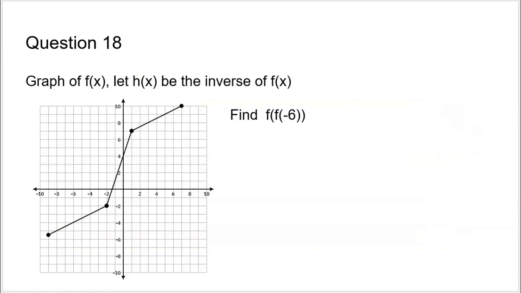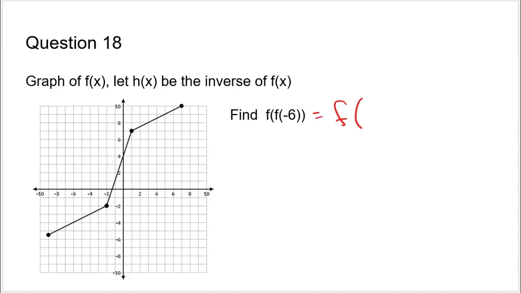All right, here's another problem. Okay, same graph as I told you. So we want here a little bit of a composition problem. So we want to take -6, plug it into f, and then take that result and plug it back into f. Okay, so kind of weird, but let's go with it.